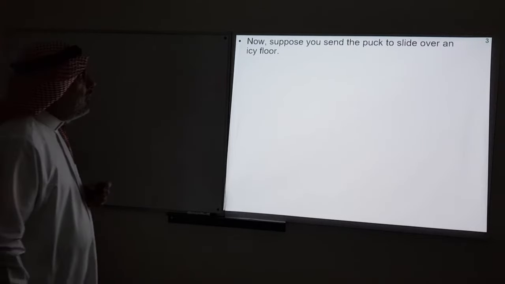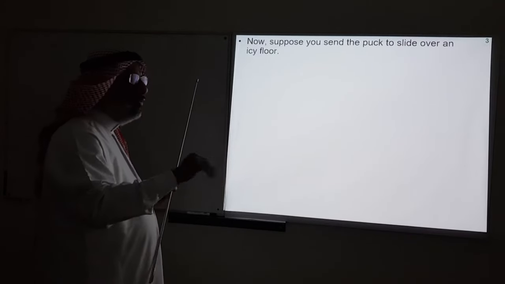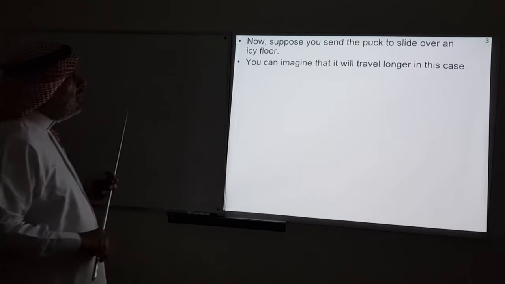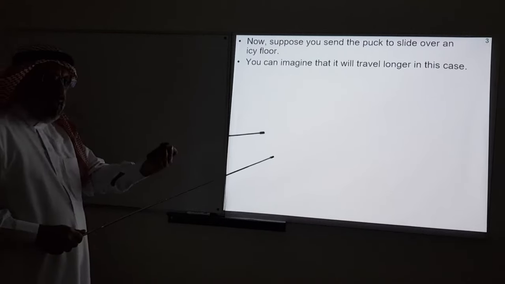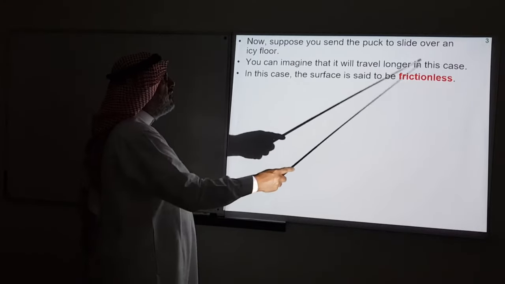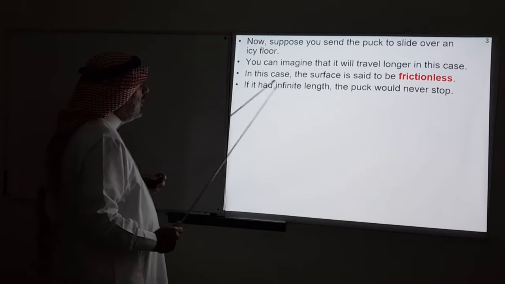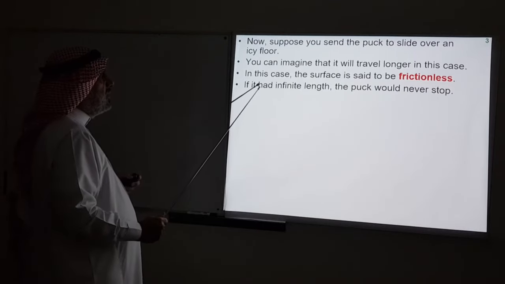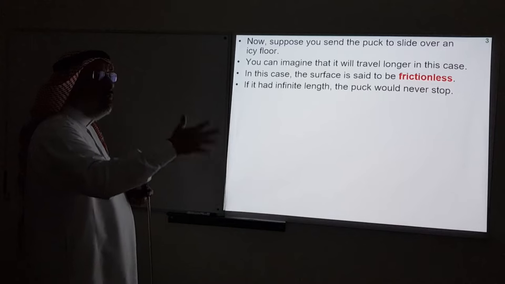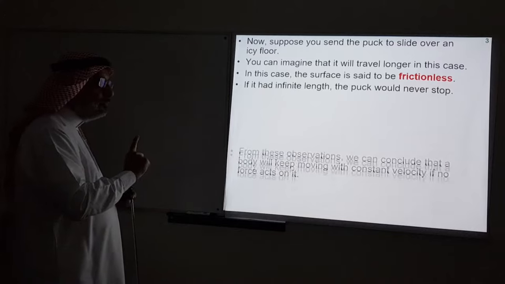Now, suppose you send the puck to slide over an icy floor. Let's say that instead of the wooden floor, we have an icy floor, like the surface of a frozen lake. You can imagine that it will travel longer in this case. Indeed, in this case, the surface is said to be frictionless. That means it has no or very little friction. If the surface had infinite length, the puck would never stop. It would just keep moving forever. And note that it will move without a force applied to it.